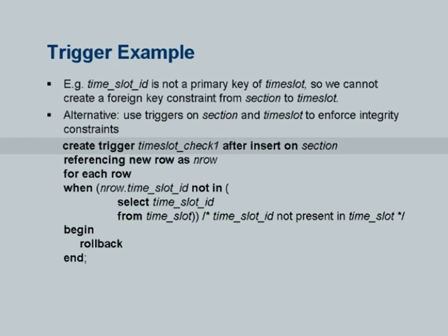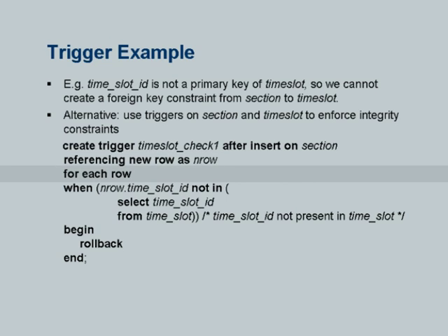Create trigger time_slot_check1 after insertion on section. So whenever there's an insert on the section relation, this piece of code gets invoked. What does this code do? It says referencing new row as nrow. So a row has been inserted, I need a variable which contains the contents of that inserted row. So that is what this basically declares. It says nrow is a variable containing the value of the newly inserted row.